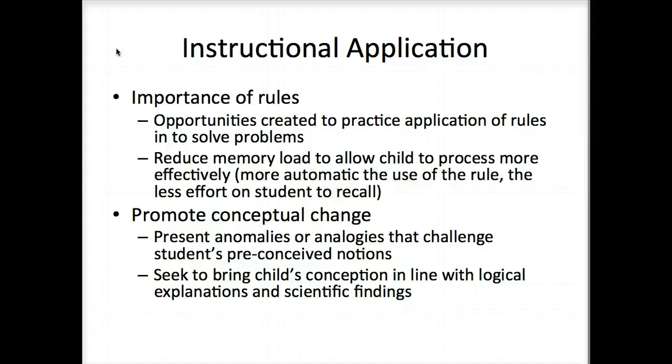And there's also the idea of promoting conceptual change, presenting anomalies or analogies that challenge preconceived notions. And the idea is you want to then bring the child's conception in line with logical explanations and scientific findings. In other words, Piaget didn't believe in a social constructivist or an individual construction of knowledge, and that there were in fact cultural understandings of what would be true and not true. So it's not a relativist type of understanding of knowledge. It's more the idea that the student comes to this knowledge on their own that's important.